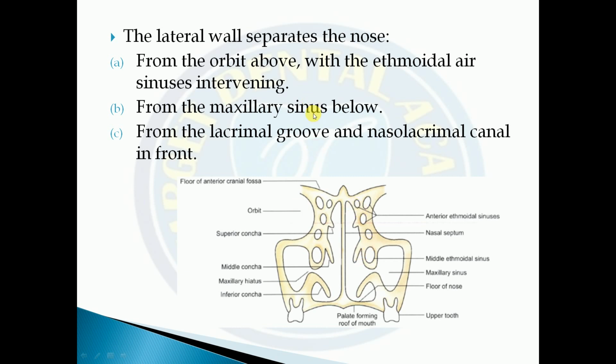So the lateral wall separates the nose from the orbit above and from the maxillary sinus below, and from the lacrimal groove and the nasolacrimal canal in front. This is the orbit, this is the maxillary sinus. So it separates the nose from the orbit above and the maxillary sinus below, and from the lacrimal groove and the nasolacrimal canal in front.